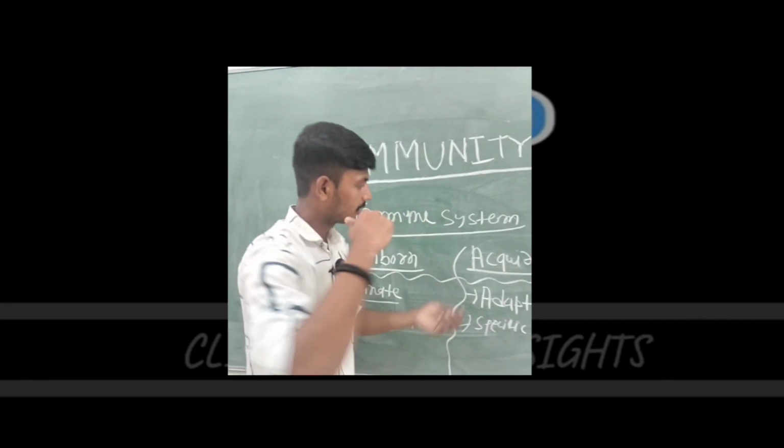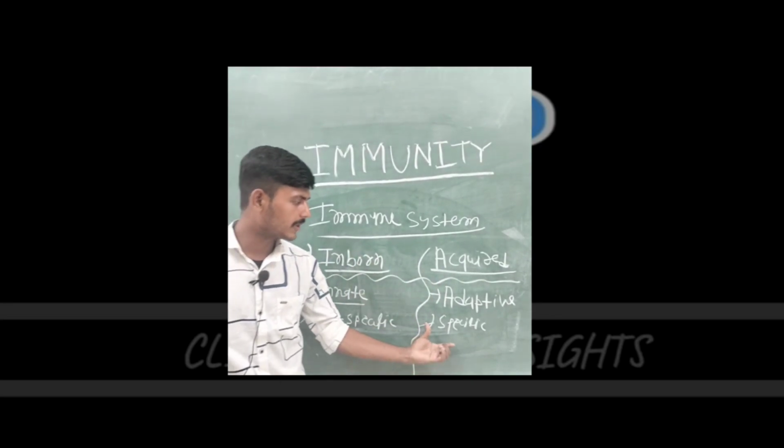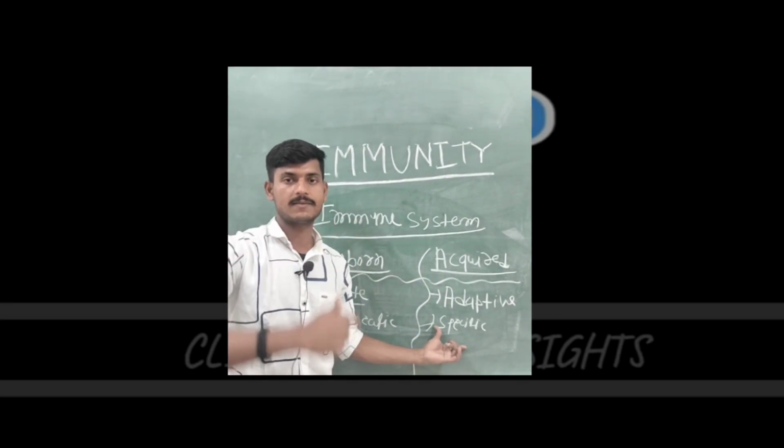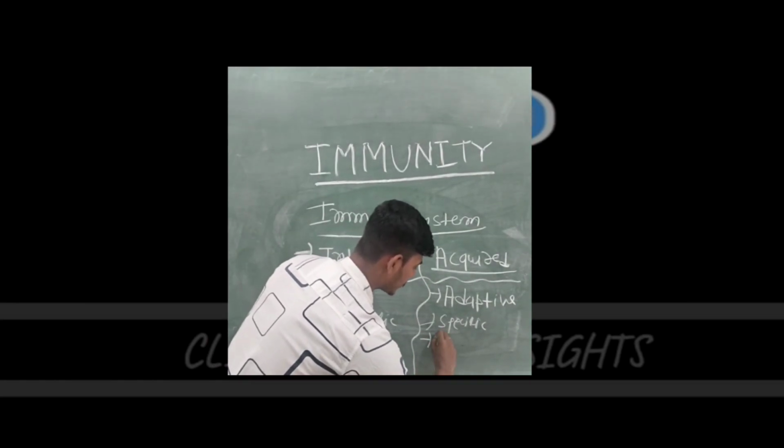Whereas in the case of acquired immunity, they have memory cells. First of all, they are driven by memory cells.